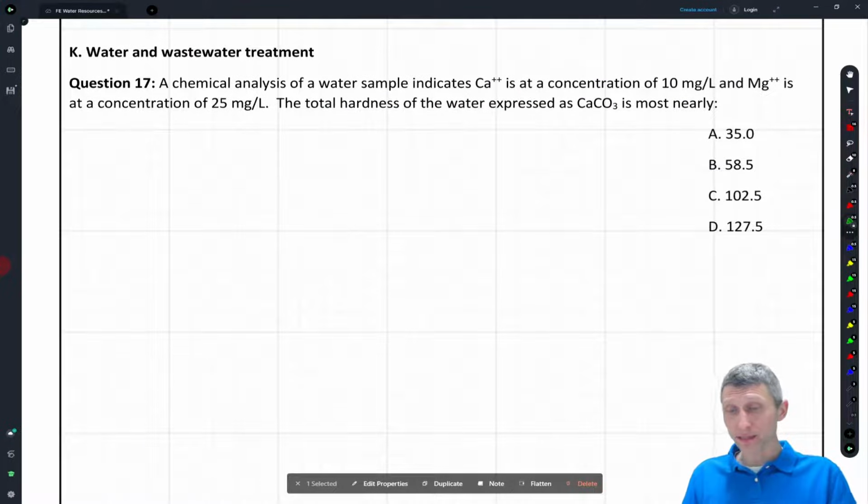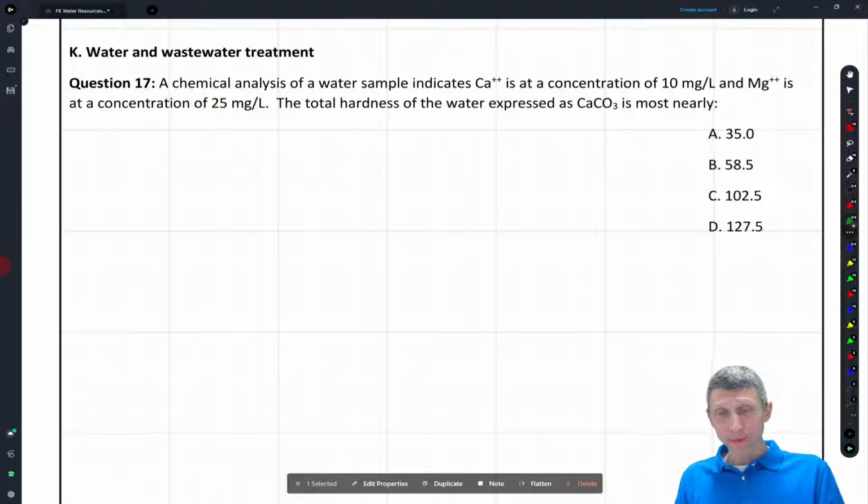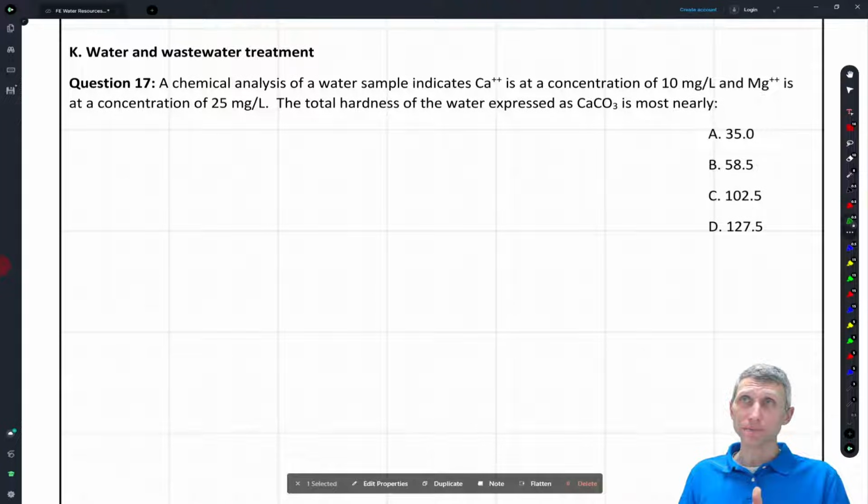Here's another one of those basics that I think is useful, but this is the last question here. We have a chemical analysis of a water sample that indicates calcium and magnesium. We have different concentrations, 10 milligrams per liter and 25 milligrams per liter. What's the total hardness of the water expressed as calcium carbonate? So again, this kind of goes back to that stoichiometry. What we're doing is we're trying to take one thing and convert it into something else, right? So this goes back to that stoichiometry.